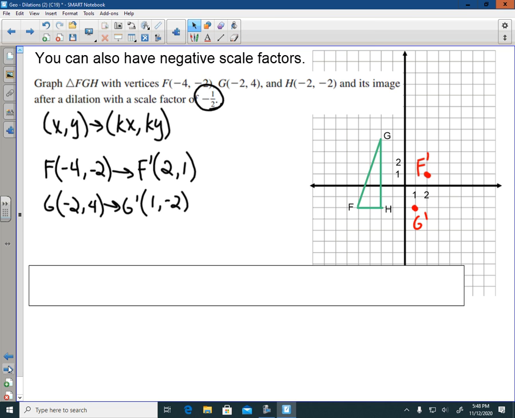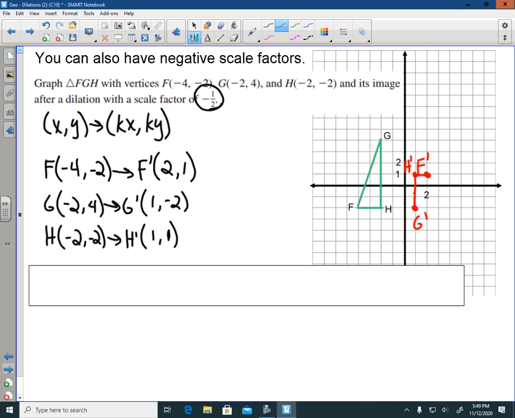One more. We have H, and it starts out at -2, -2, and we want to find H prime. A negative times a negative is positive, and half of 2 is 1, and then it's also going to be 1 because it's all the same. Half of 2 is 1, and a negative times a negative is positive, so there you go. And H prime lives at 1, 1. 1, 1 right here, H prime.